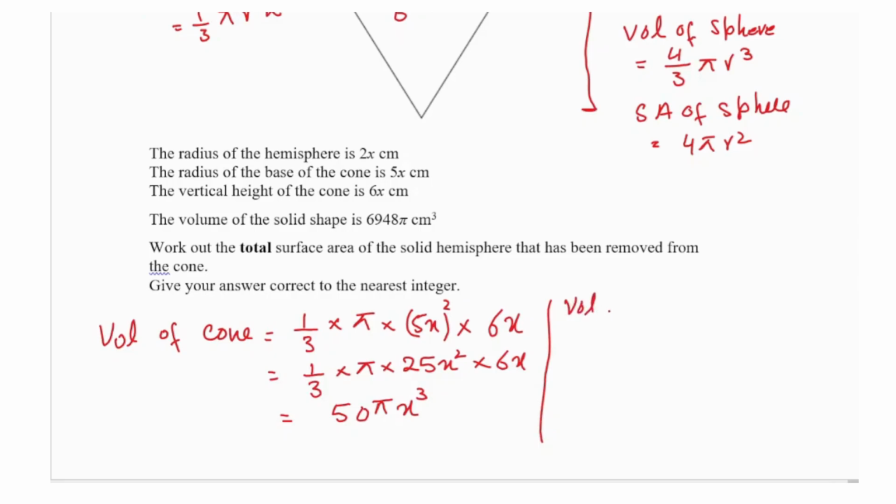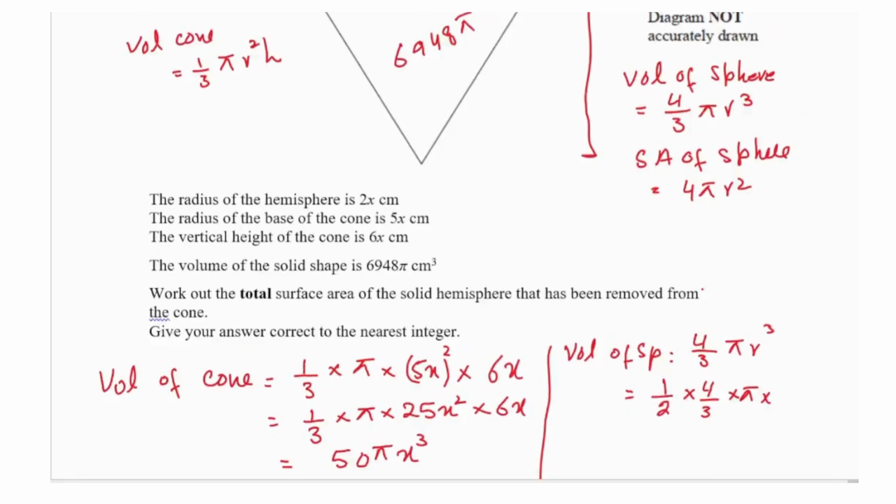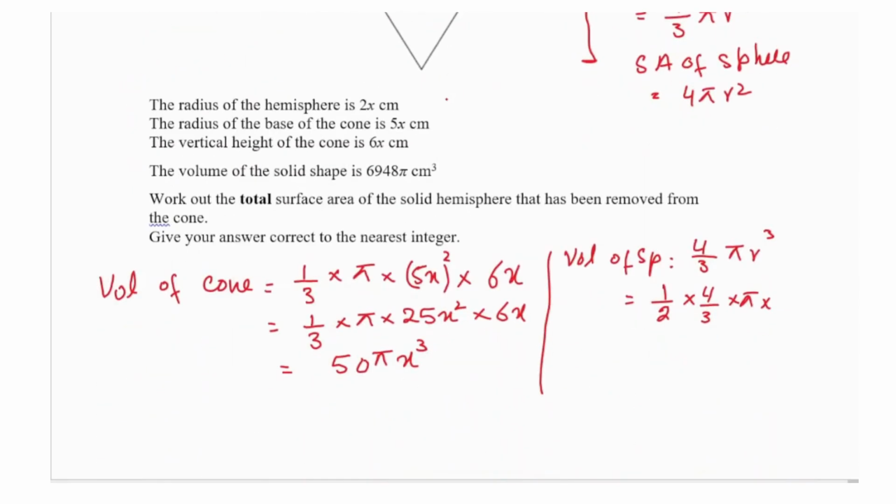Let's find out the volume of the sphere. What's the formula? The volume of a sphere is 4/3 πr³. But this formula is for the full sphere, and we have a hemisphere, so we're going to divide by 2. Let's divide by 2 first, times 4/3 times π times r cubed, where the r value is 2x. So the hemisphere radius is 2x. We're going to write down (2x) cubed. When you simplify everything, you will get 16/3 πx³. So we got the two different volumes.